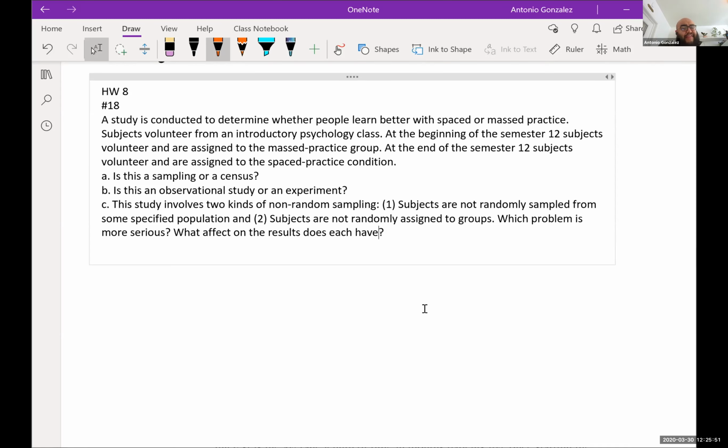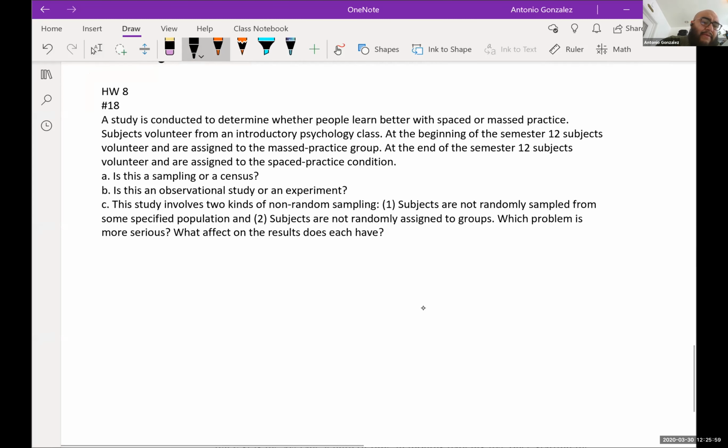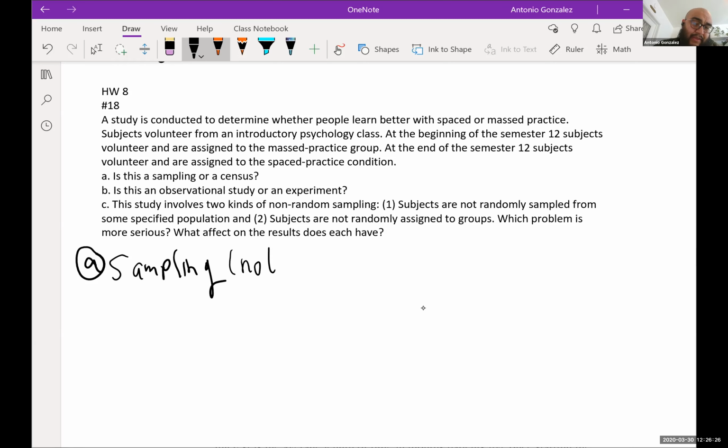Is this a sampling or a census? All right, so just going off the context here, I would assume that this is sampling because it doesn't say the whole class, it just says volunteers. I would assume that it would tell me that the whole class was forced to do this, but I would say sampling. I'm assuming that it's not the whole class.